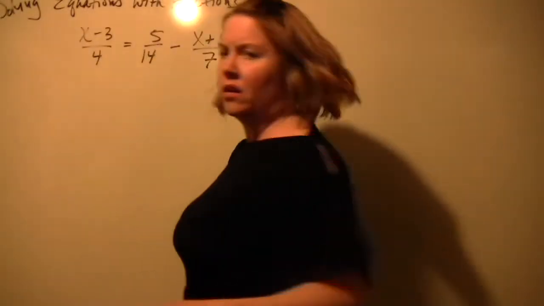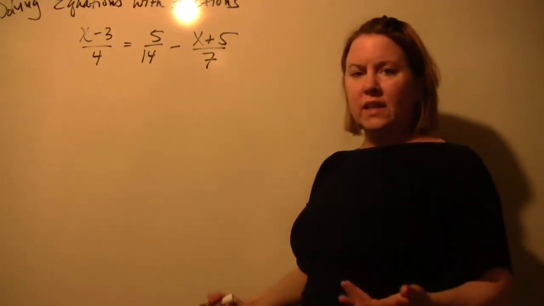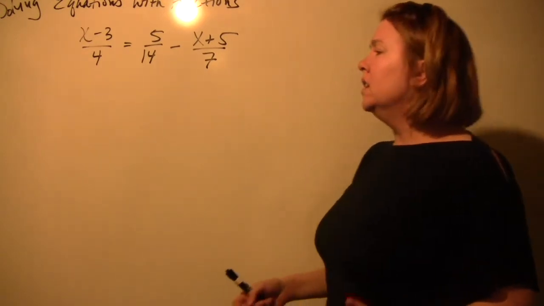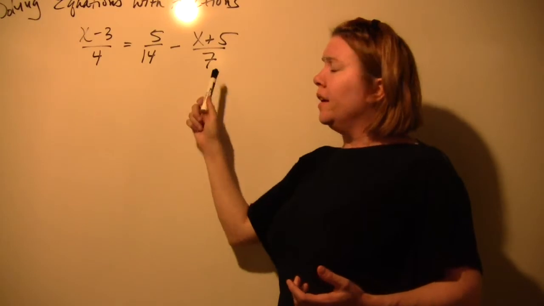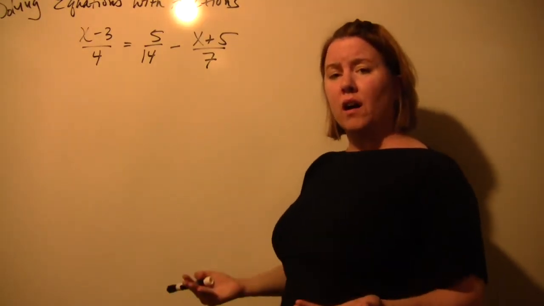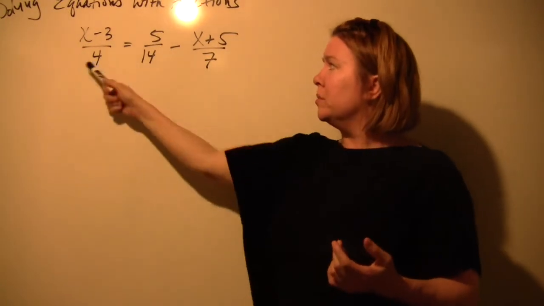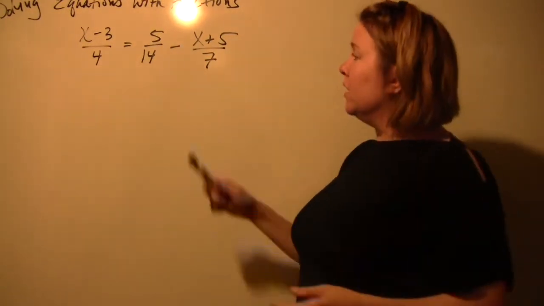Okay, so now I'm going to talk about solving equations with fractions. To me, the easiest way to do this is to actually get rid of the fraction. The way you do that is you look at the denominators and you find a common multiple of all the denominators. Then we're going to multiply both sides by that number. So let's look at these.